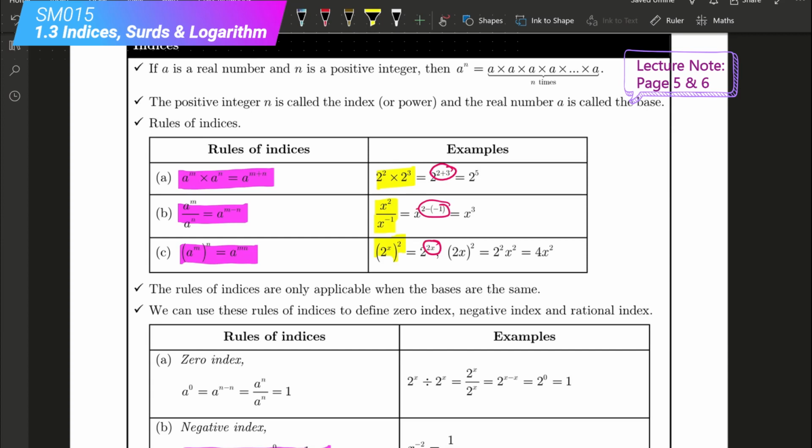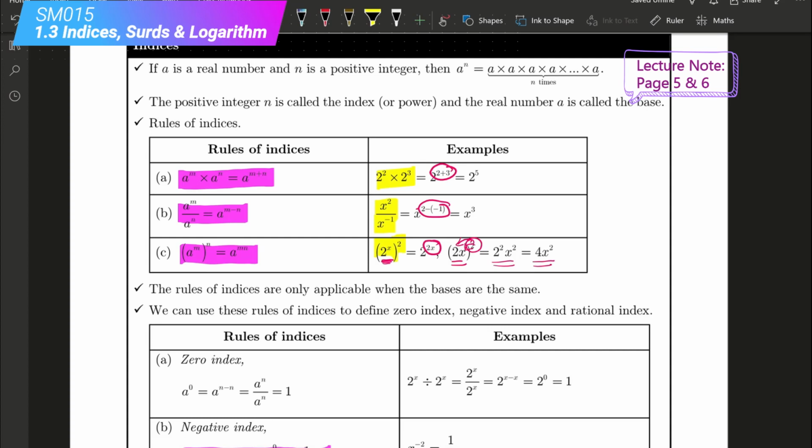Alright, so we have 2 different examples here. Either 2 to the power of x raised to the power of 2, or 2x raised to the power of 2. It's different, okay? So for this, we need to multiply everything inside here by the power of 2. It becomes like this, and then 2 to the power of 2 is equal to 4. So the answer will become 4x squared. So here is different, okay?